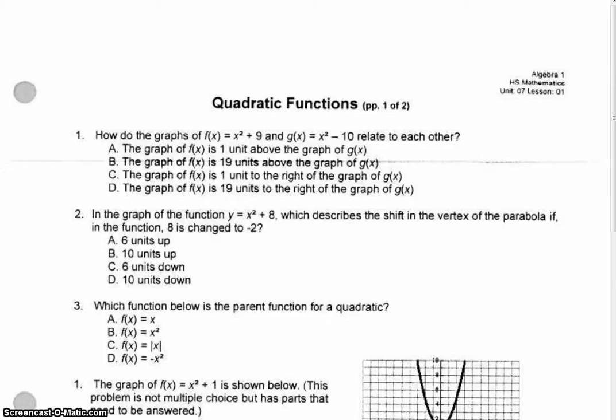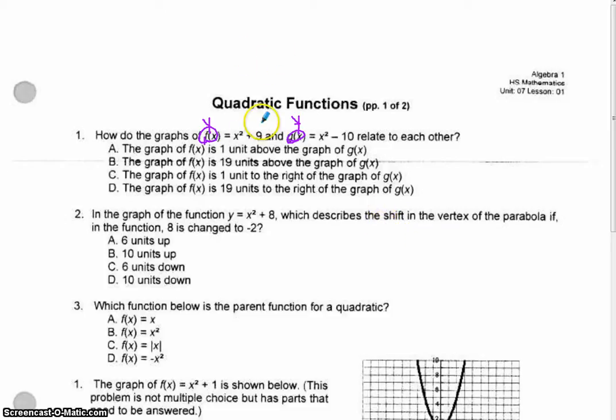So looking at your worksheet, how do the graphs of f of x is equal to x squared plus 9 and g of x is equal to x squared minus 10 relate to each other? Okay, first of all, don't let the f of x and the g of x bother you. It's the same thing as saying y is equal to. It's just using different letters. So we're going from x squared plus 9 to x squared minus 10.